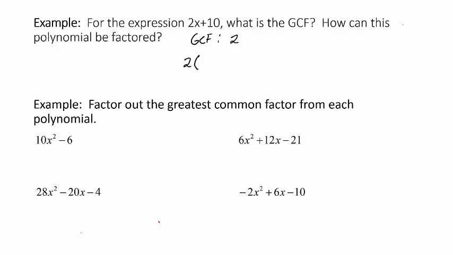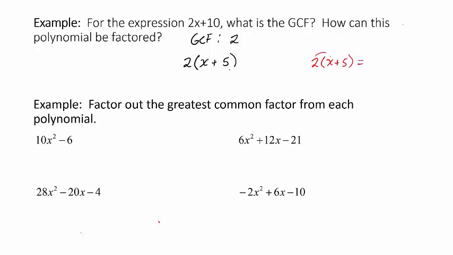So if I'm looking at this 2 as a factor, I look at the first term, 2x. Well, what do I have to multiply 2 by to get 2x? Well, just x, right? And what do I have to multiply 2 by to get 10? Well, 5. So now to check this, we could ask ourselves, 2 times the quantity x plus 5, what would that be?